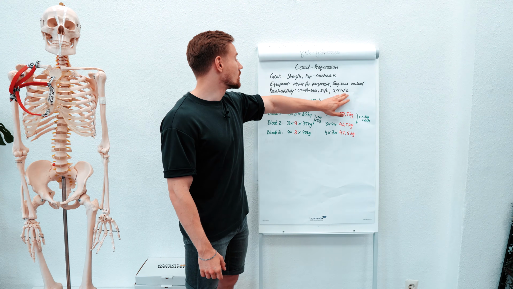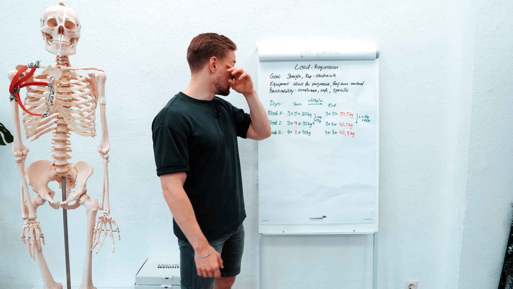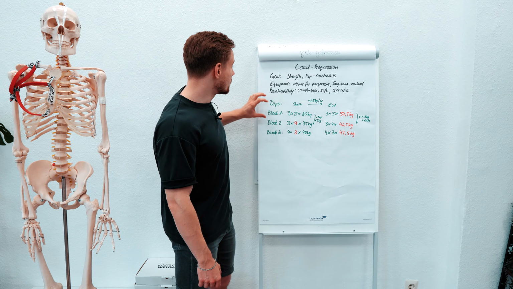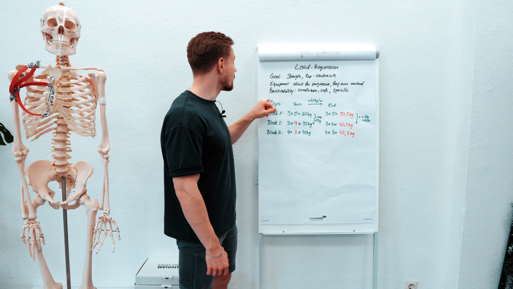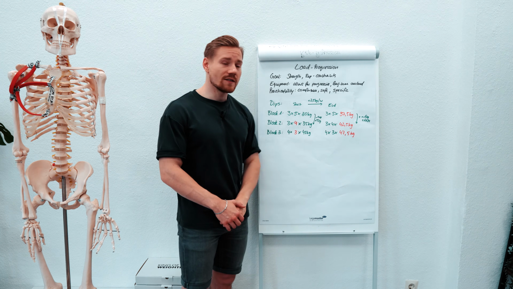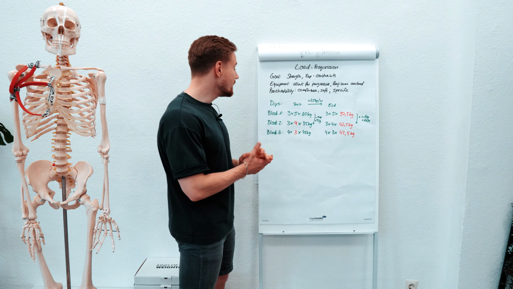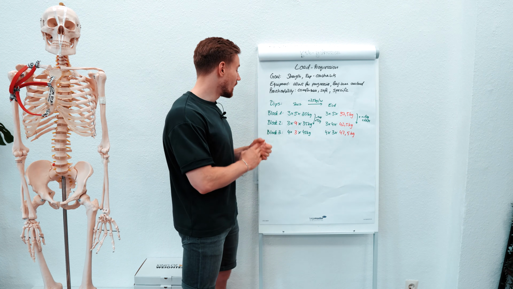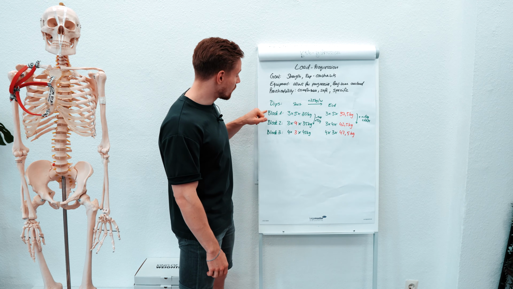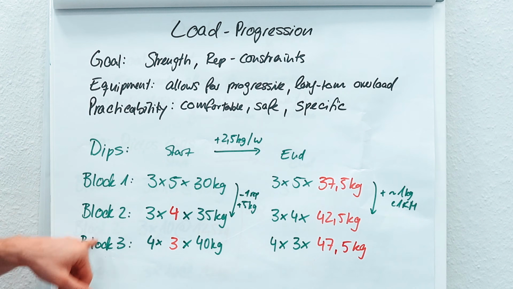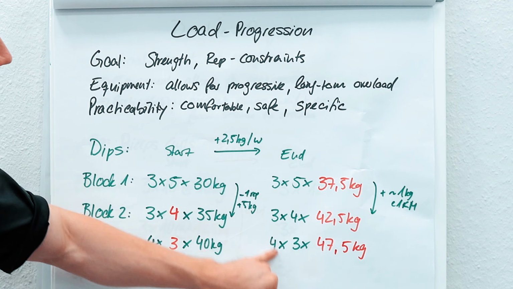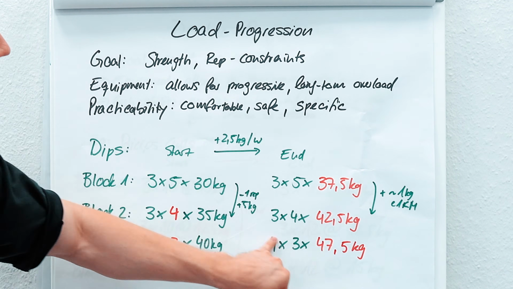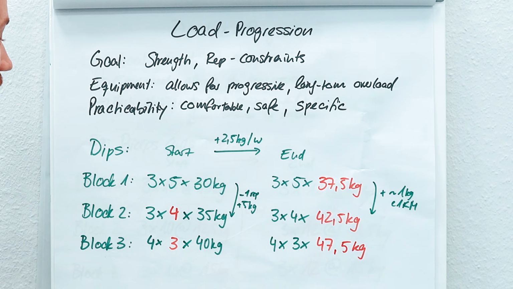And of course, we want to work specific. That is what we already covered. And setting up a load progression for a main lift, in our example that's dips, is actually pretty easy to do. I want you to look at the structure with block 1, block 2, block 3. Here on this side, we always have the start of the block. And here on this side, we always have the end of the block.